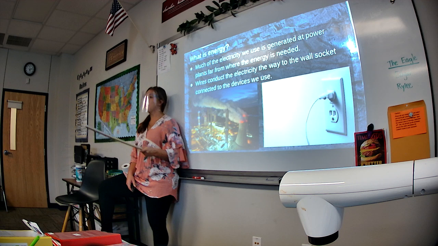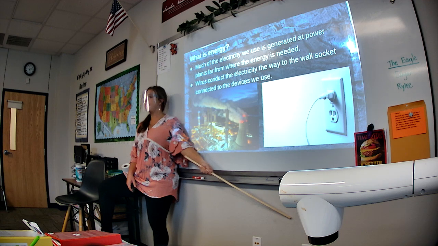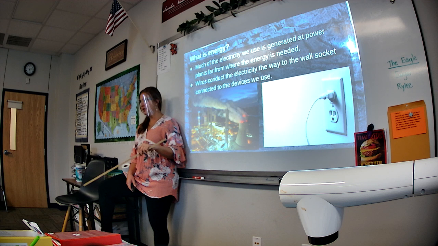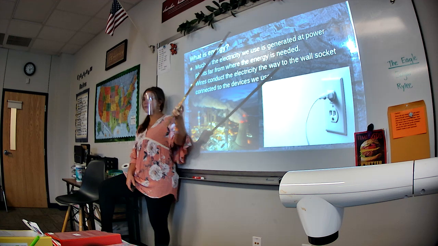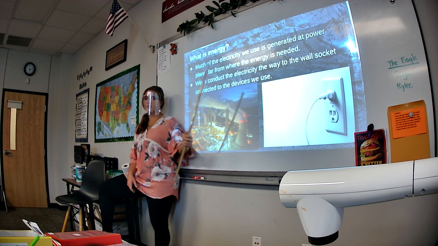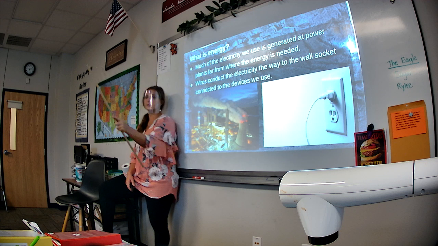So Davin's right. We have wires in this wall here that connect to the building generator, which connects to the power lines outside. You know, when you drive down the street and you see those power poles with the wires that go like this?